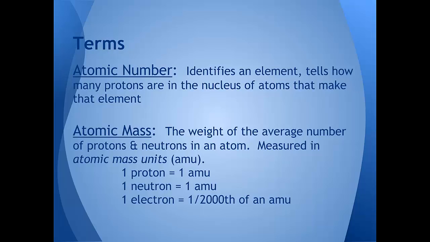The atomic mass is the weight of the average number of protons and neutrons in an atom. So if we added up the weight of the protons, neutrons, and electrons, that would get us the atomic mass. And we measure those in atomic mass units. 1 proton is equal to 1 AMU, 1 neutron is equal to 1 AMU, and 1 electron is 1/2000th of an AMU. So that's why they take up very little mass.